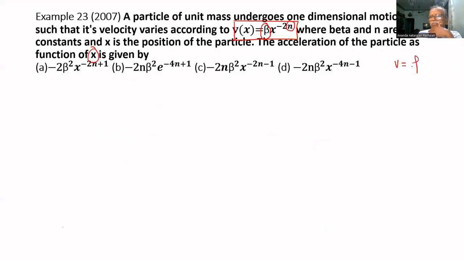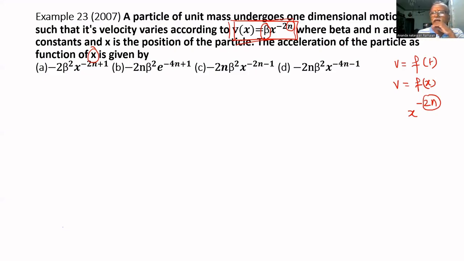as a function of time. But here velocity is given as a function of displacement, x. x is the displacement, or s you can assume. Here in this sum, displacement is given as x. That is very important. We have to notice that. Where beta and n are constants. x to the power minus 2n. n equal to 5 means 10, n equal to 20 means 40. Like that, the power is a constant.